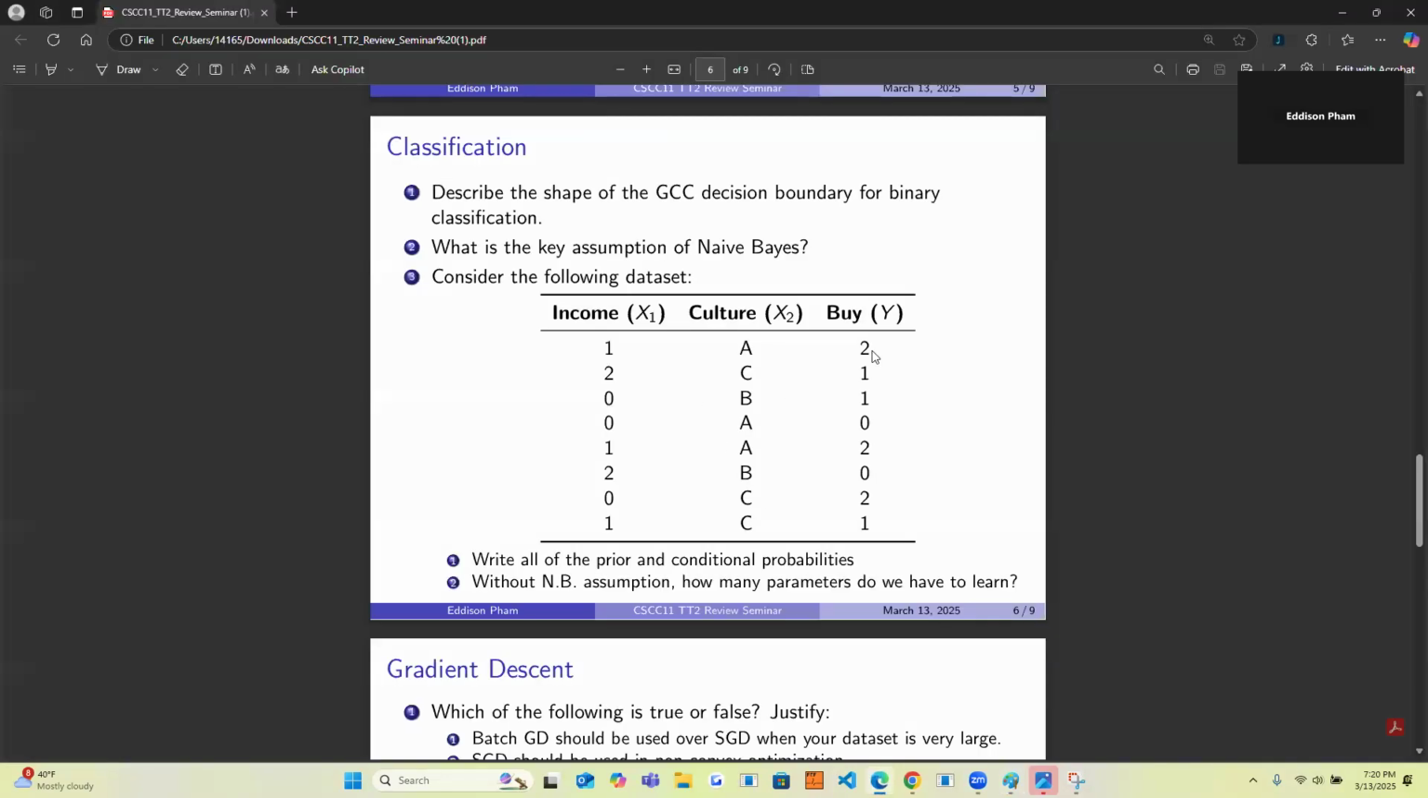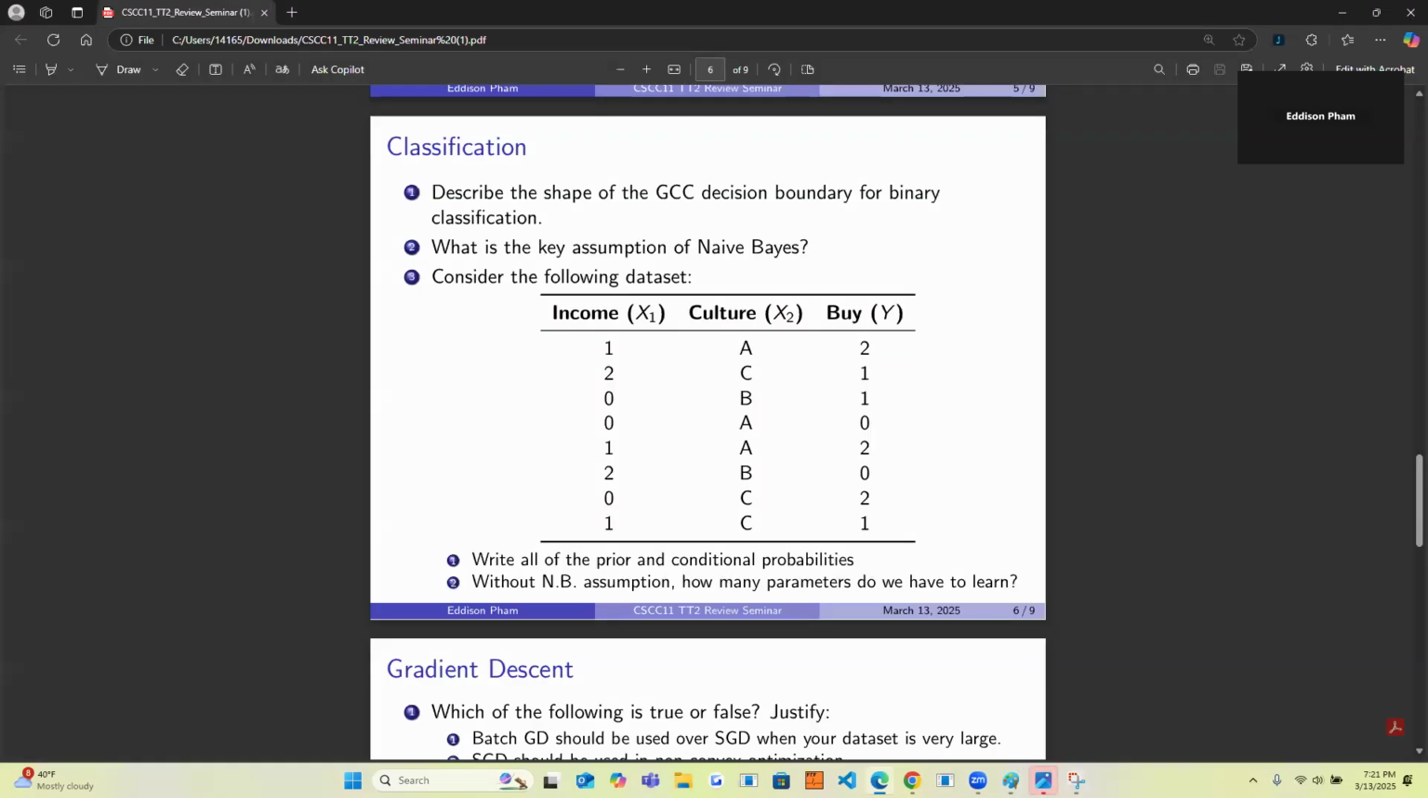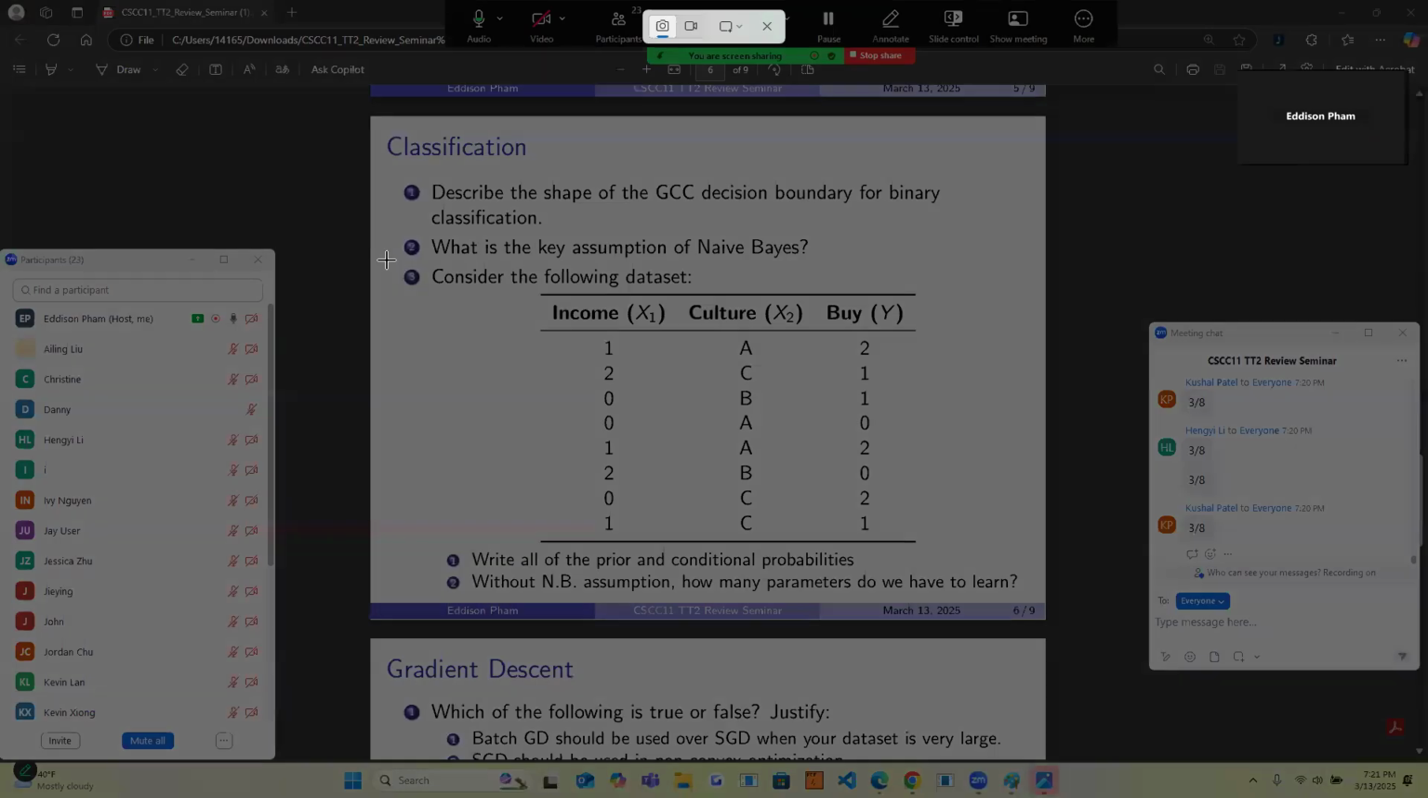Come back to the question. What is P of y equals 0? Yep. How about P of y equals 1? Yep, 3 over 8. And P of y equals 2. I'm pretty sure it's also 3 over 8. Perfect. For this type of question, there's a high likelihood that you're going to get it on your exam. It'd be better if I screenshot it and show you how to do it.